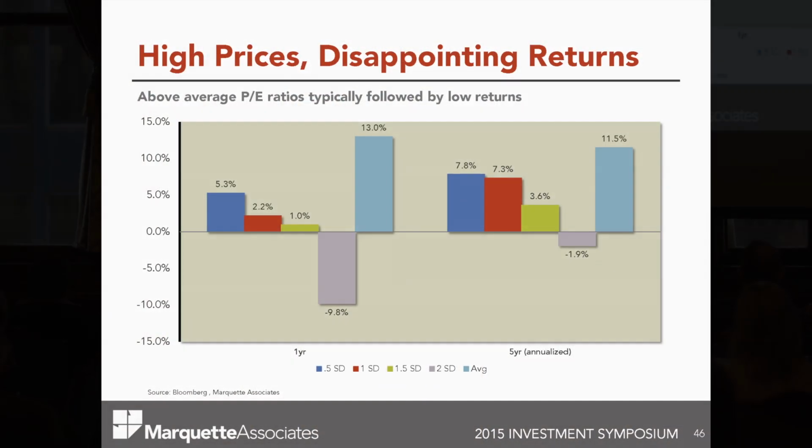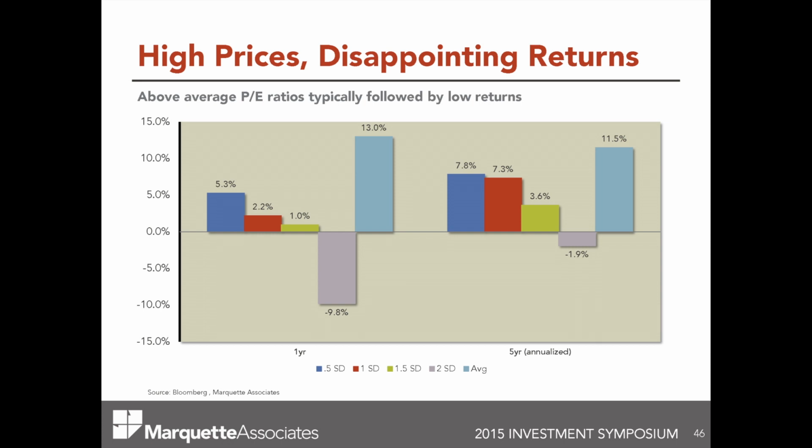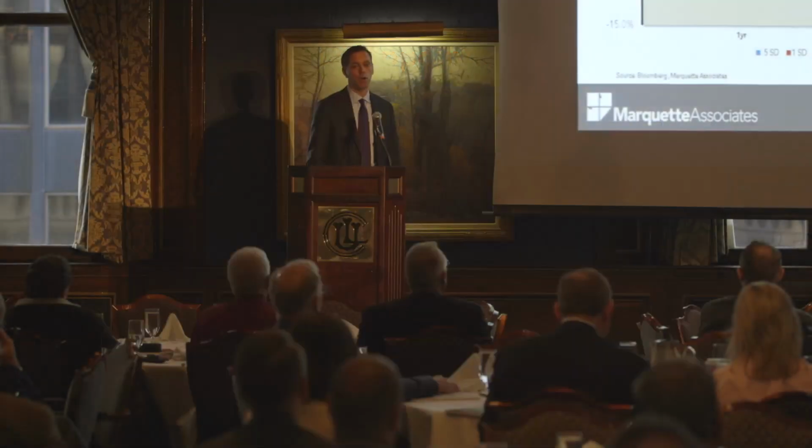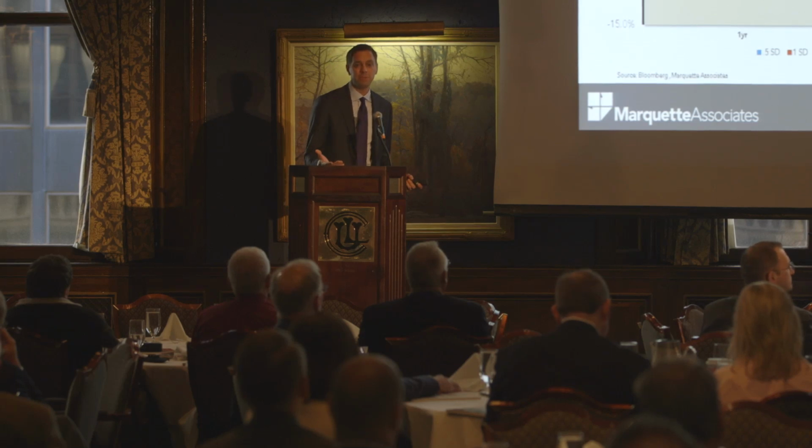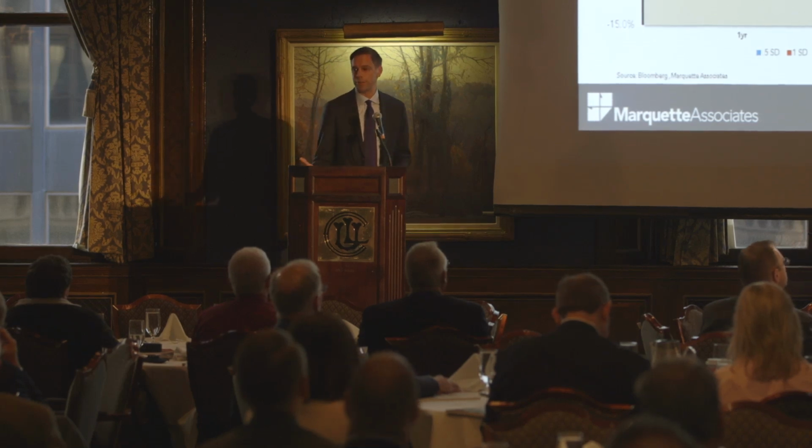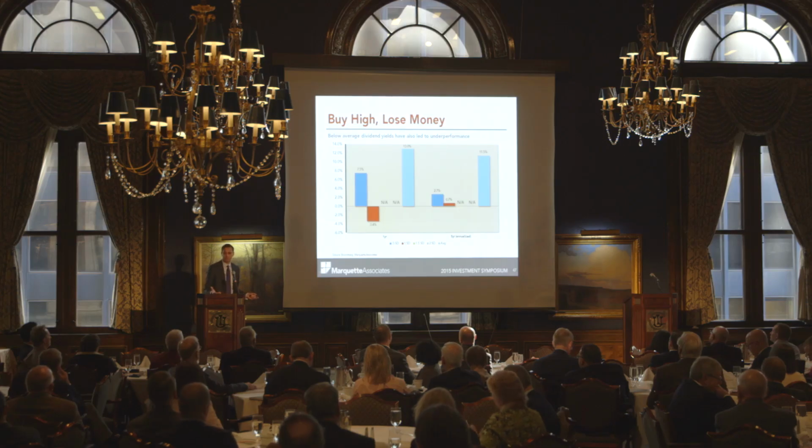What about the 5-year? Same exact pattern. The more expensive you are, the more disappointing the returns tend to be in this following 5-year period. Then your annualized 5-year return, 11.5%. Okay, well, high PE ratios tend to be followed by disappointing returns. Dividend yield tells the same story.